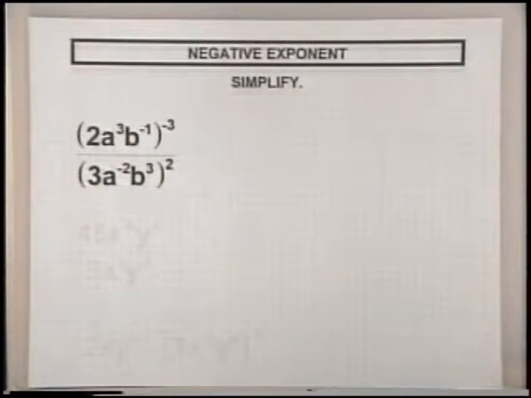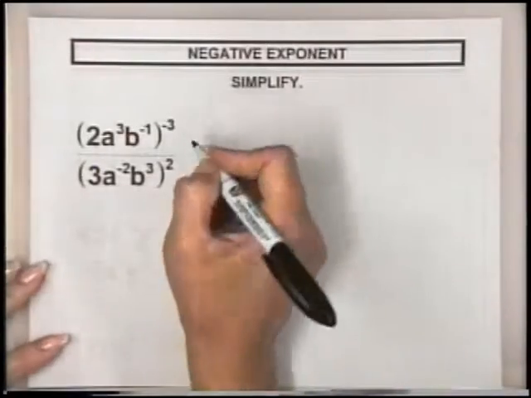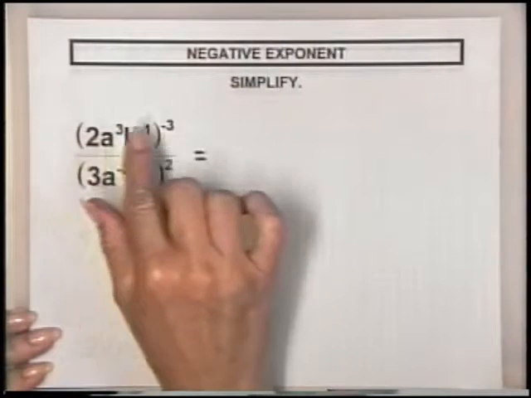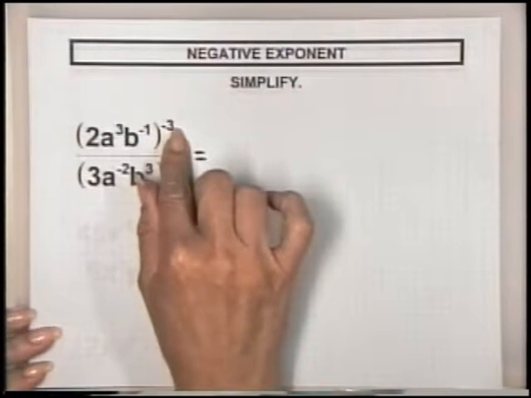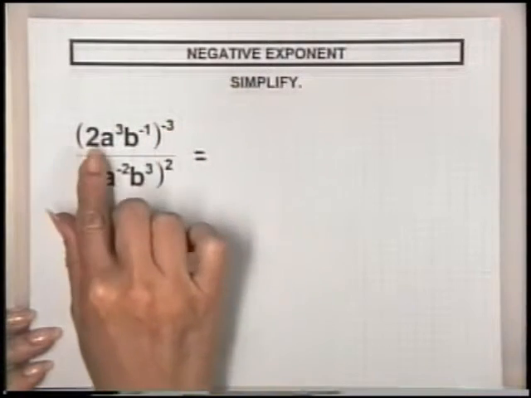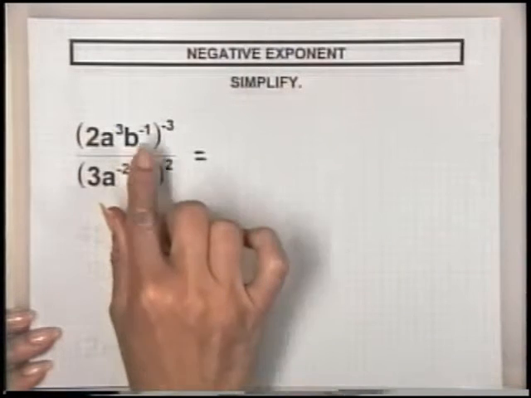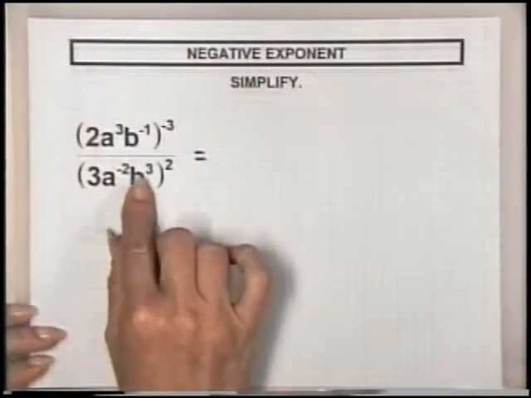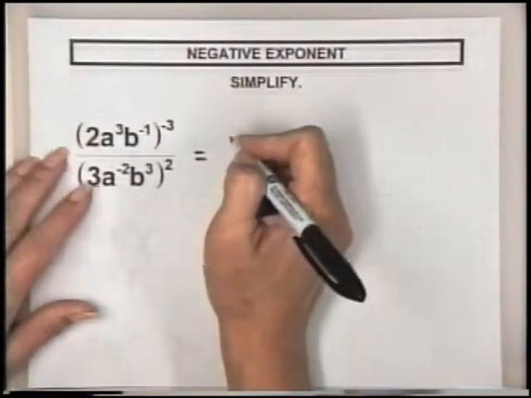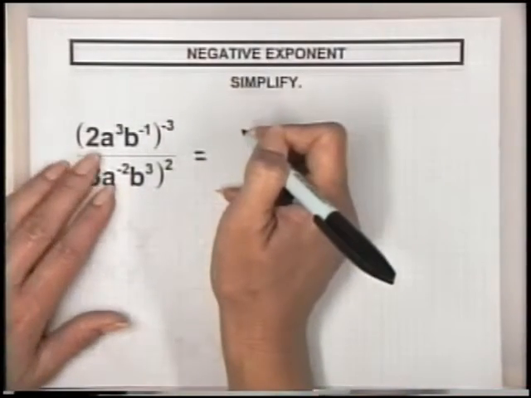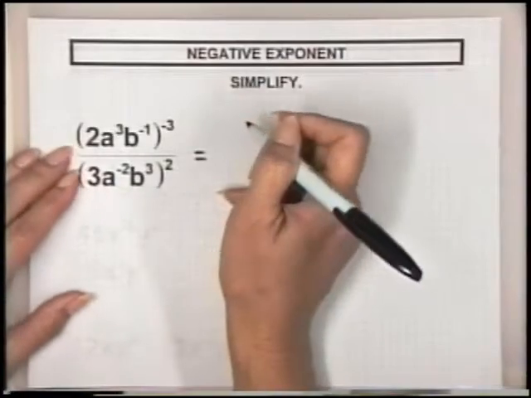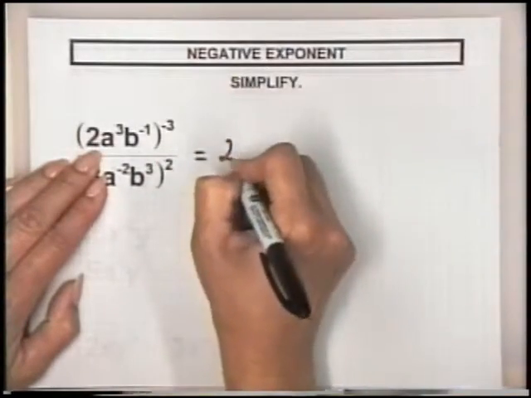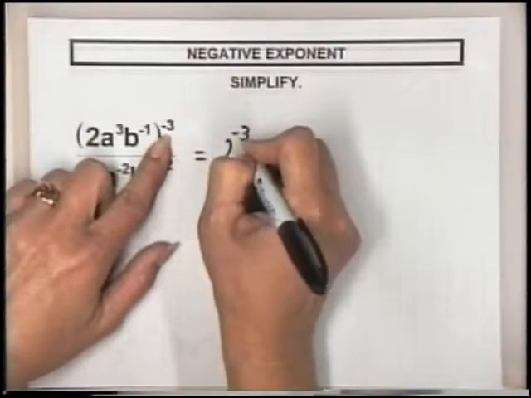Okay, I would like to work one more problem before I have you try some problems. Once again, I am dividing. My -3 exponent applies only to the factors in the numerator. My 2 exponent applies only to the factors in the denominator. The first step that I will perform is to apply my powers to the factors in the parentheses.